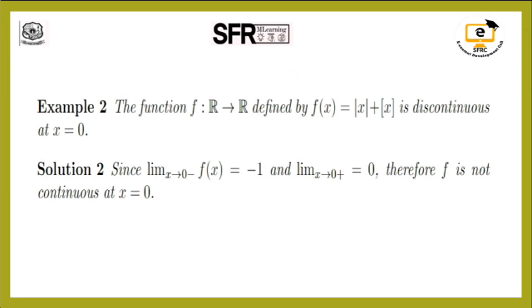If we are approaching 0 from the right hand side then the mod x is always 0 and the greatest integer function of 0.5, 0.3, 0.2 all are 0, right. So the right hand limit is 0 plus 0, that is 0. So the left hand limit is minus 1 and the right hand limit is 0. So the limit of the function itself does not exist, right. So the function is not continuous at the point x equal to 0.